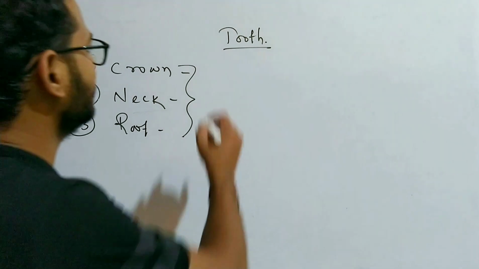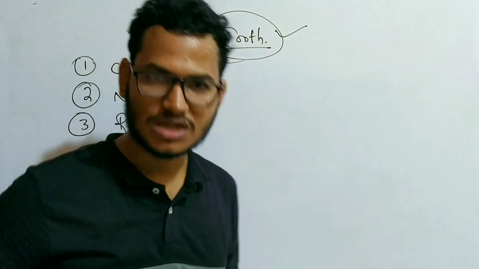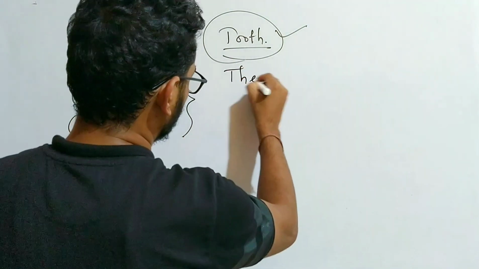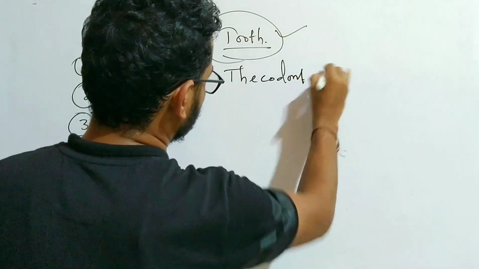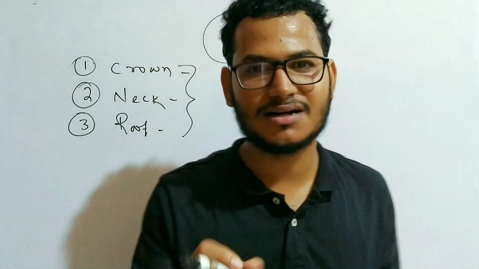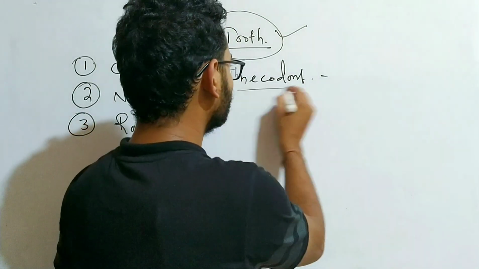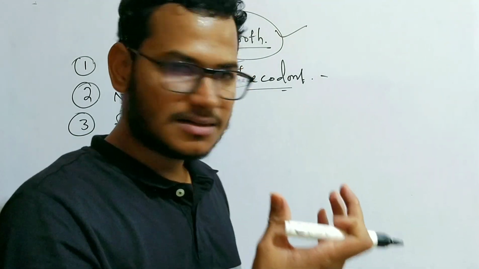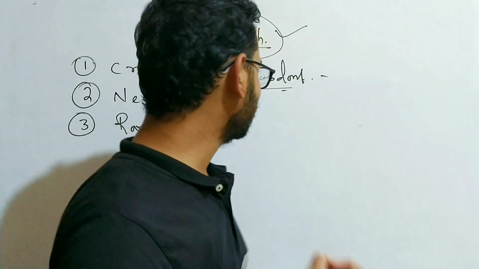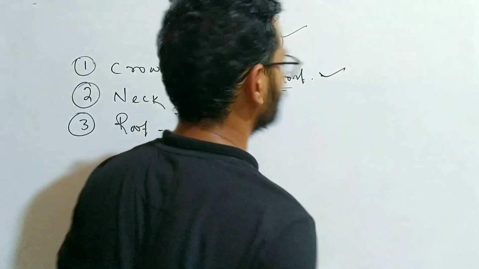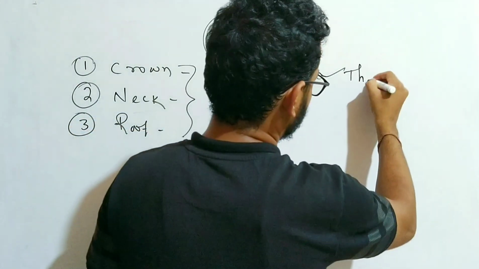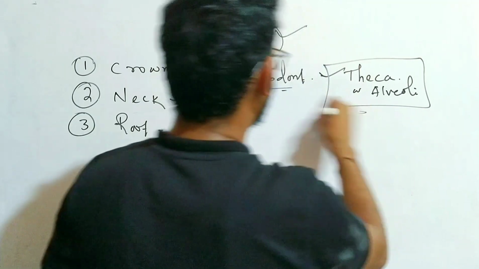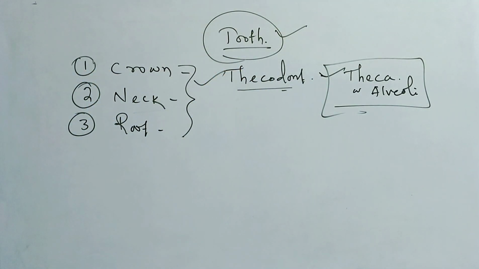Now let's learn three important terms assigned to the tooth. What are the three important terms? First, the thecodont. The tooth is also called thecodont because it is buried inside a bony cavity, attached to a bony cavity which is known as the theca or alveoli. That is the reason why the tooth is also called thecodont.